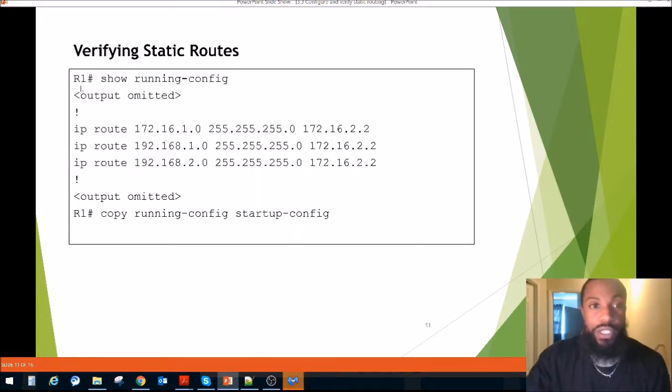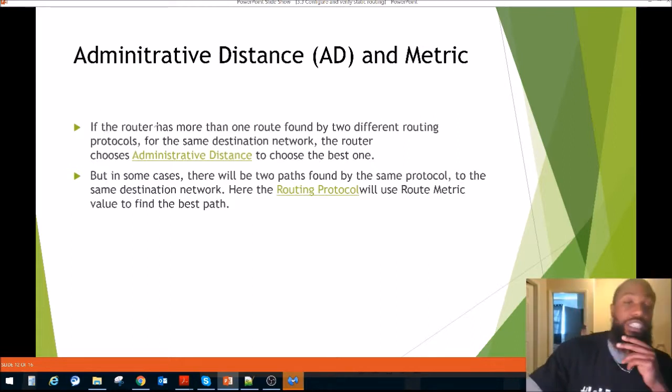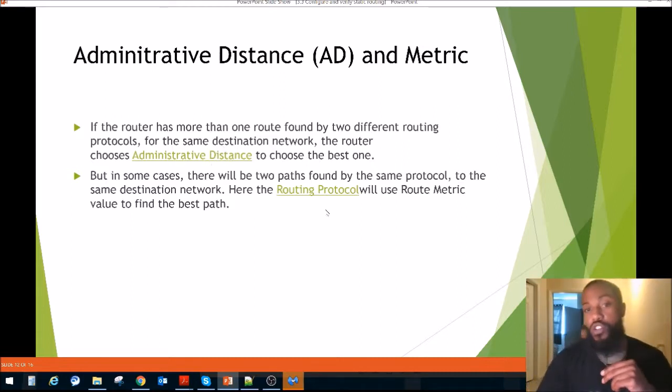again, we verify with show running-config or show ip route. Make sure you save. Again, this is the definition for administrative distance and metric. The official definitions, rather. If the router has more than one route found by 2 different routing protocols for the same destination network, a router uses the administrative distance to choose the best one.